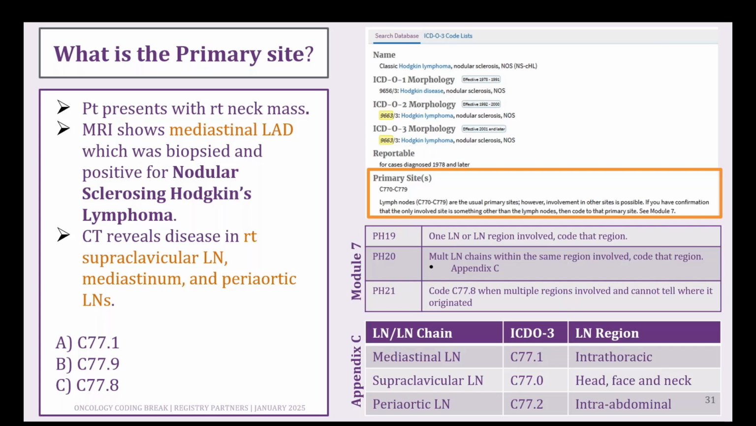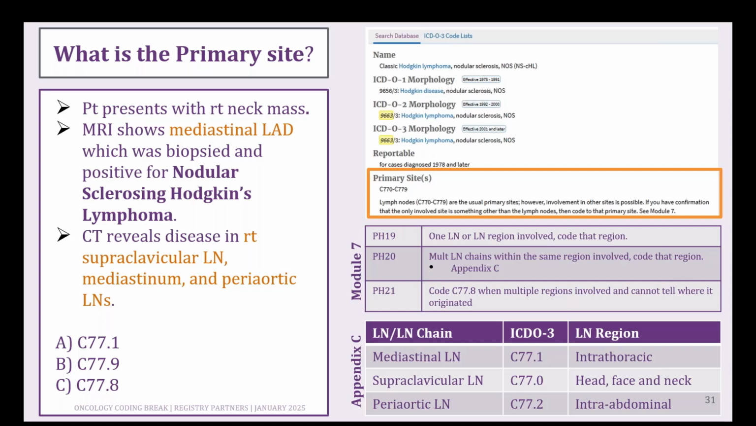So looking at Module 7 and going through the rules, we know that PH 18 doesn't apply since it's not described as a mass. So to move forward, we need to determine whether these lymph nodes are in the same region or in different regions. So this is an example where Appendix C will be helpful, and I have a few snips just from that resource here to show where these lymph nodes are located.